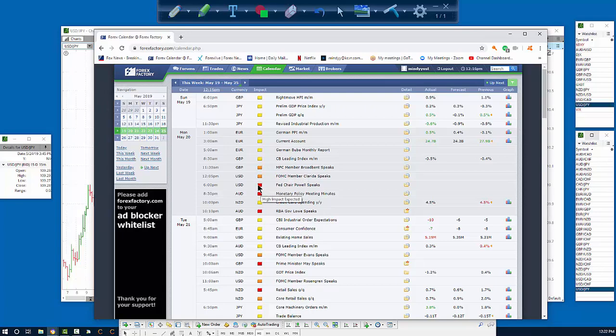Now, red events, on the other hand, are the ones that you really want to watch out for, because a red event will have the ability to move the market in excess of 100 pips. It doesn't mean it will move the market 100 pips, but it has the potential to.